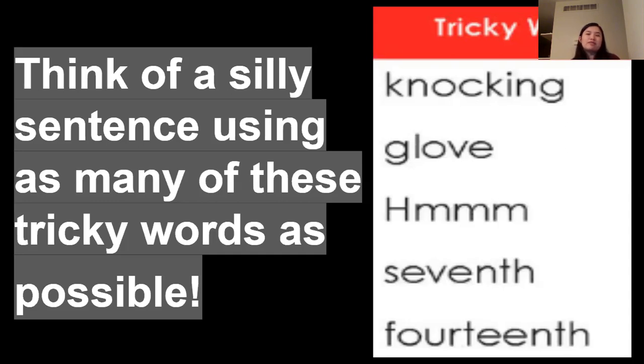And this happened on the 14th of December, where the child then would need to wear a glove on their left hand and a glove on their right hand so that they are warm on their way to school, because the school bus will take them to school. That was hard. Hopefully your sentence is better. But again, this is a silly sentence, and you're going to use as many of these tricky words as possible.